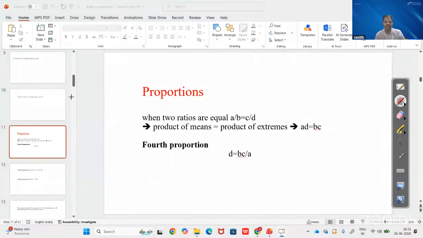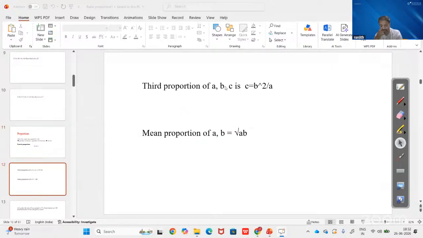Next, proportions. When two ratios are equal, A by B equal to C by D, then product of means equal to product of extremes, where AD equal to BC. Then the fourth proportion is nothing but D, D equal to BC by A. Third proportion of A, B, C equal to C equal to B square by A. Mean proportion of A comma B equal to root of AB.